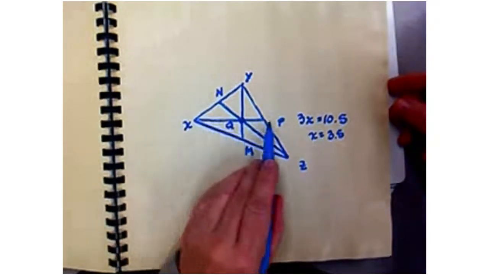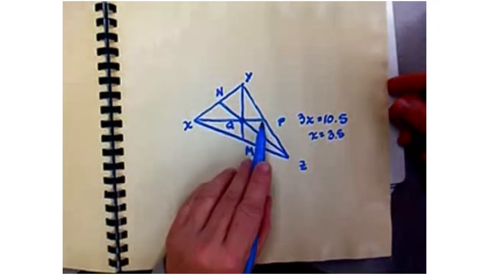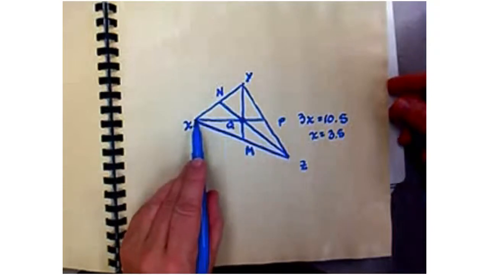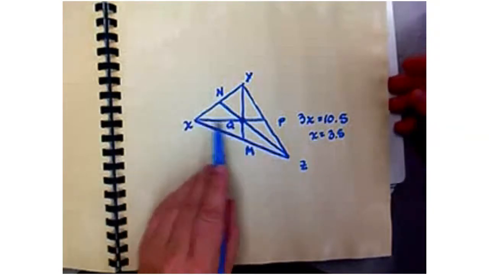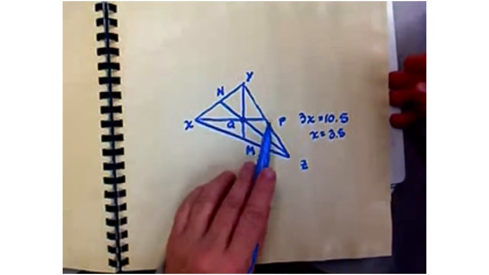We have the entire median that they're telling us is 10.5, and they want to know what QP is. You have to remember that your entire median is always 3x. You divide your median by 3, and then you can multiply it by 2 to get the first part of the median, and then the leftovers, 1x, is the last part.